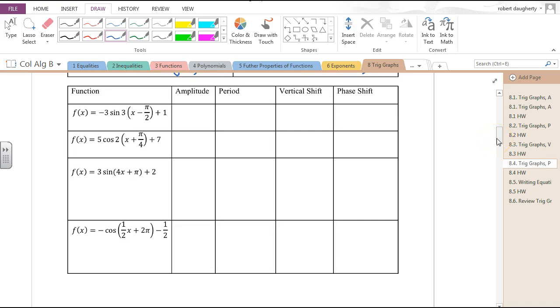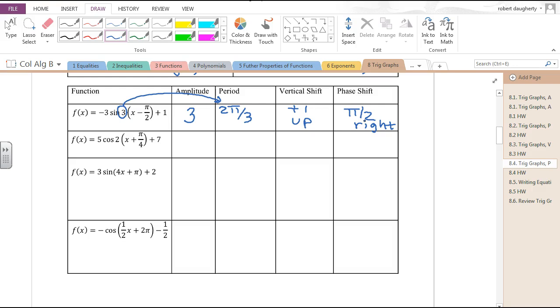So look at this one. What is the amplitude? 3. How do I find the period? Yeah, so it's 2 pi over 3, and the 3 that I'm looking at to get that is right there. So it's 2 pi over B, okay? What's the vertical shift? You can say it's +1 or it's up 1, either way, okay? And now the left or right, we call that a phase shift. How does this one move? Yeah, pi over 2 to the right.